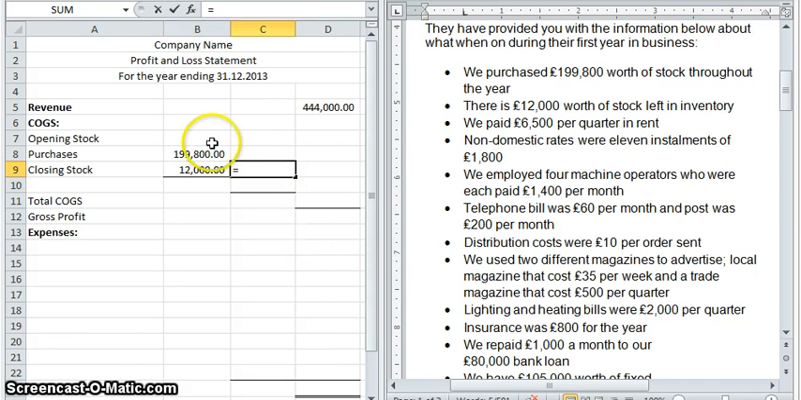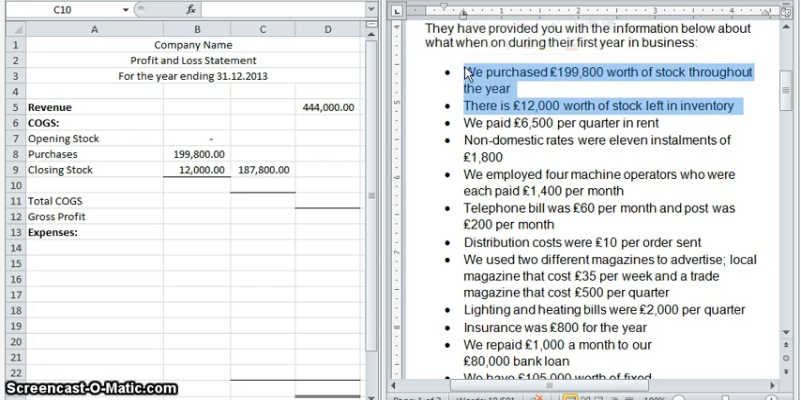So we always take our opening stock, we add to it our purchases, and we subtract from it our closing stock. Let Excel do the work for you. And that's that taken care of.